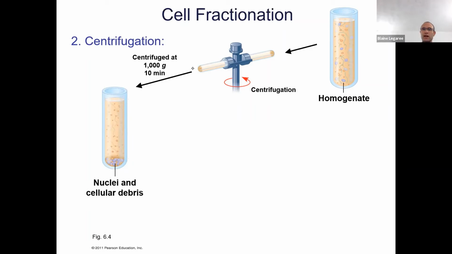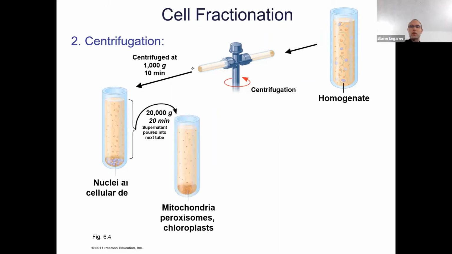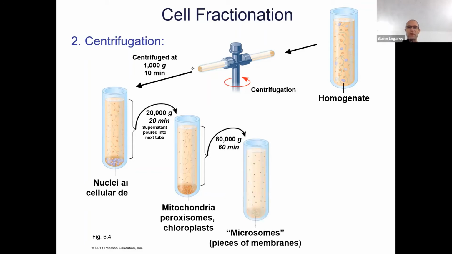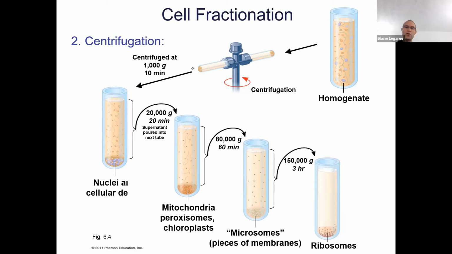So we can get out nuclei relatively easily, and from some cells from relatively low spins. You could do this with a high school centrifuge potentially. You can see 1,000 times G at 10 minutes. If we want smaller organelles like mitochondria, you're already getting into specialized centrifuges, 20,000 G. So that's about 20,000 revolutions per minute, which is very, very fast spinning. Smaller things, you're going to go even faster. You can see 80,000 G for microsomes and 150,000 G for ribosomes.